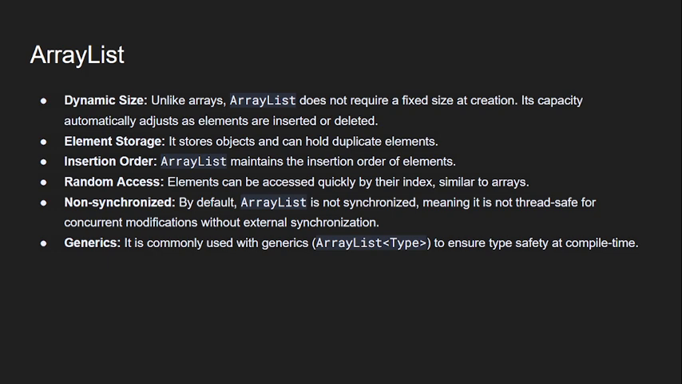So first, ArrayList is more like an array. So what are the features? Dynamic size. So what can be its difference? First is the dynamic size. Unlike arrays, ArrayList does not require a fixed size at creation. Its capacity automatically adjusts as elements are inserted or deleted.